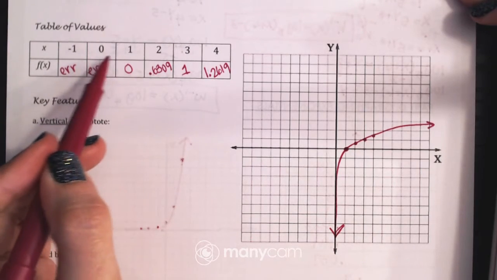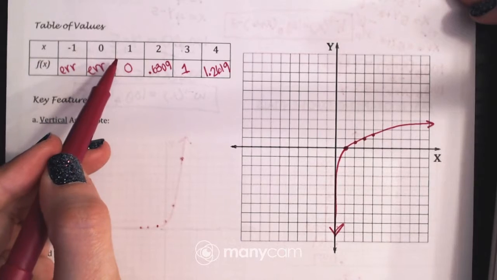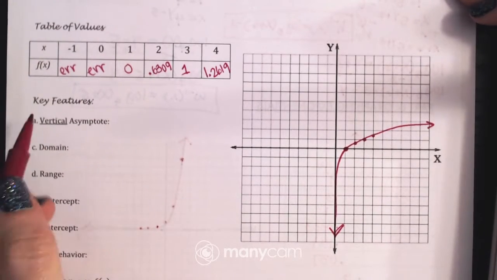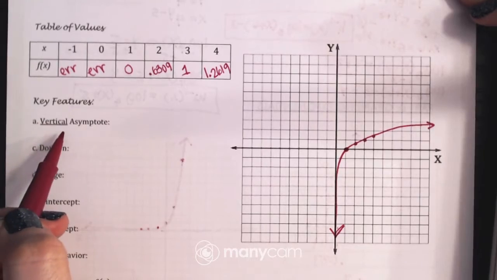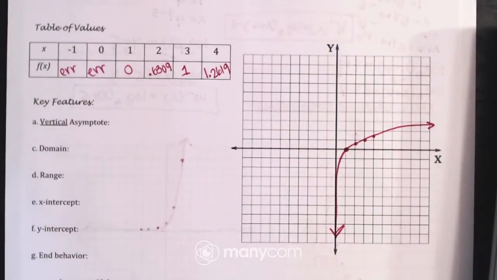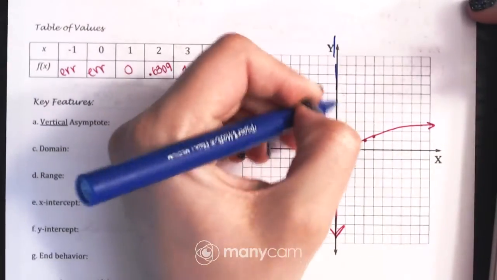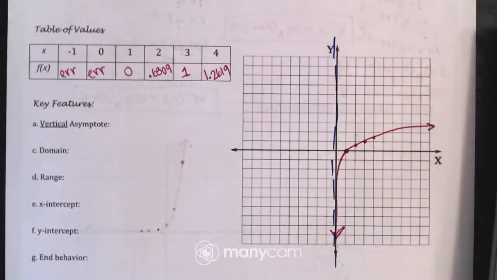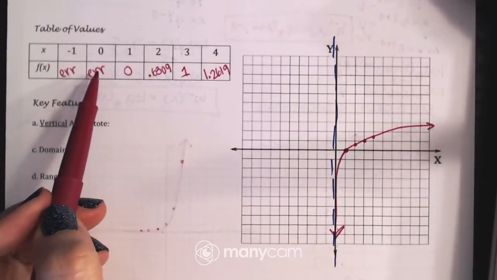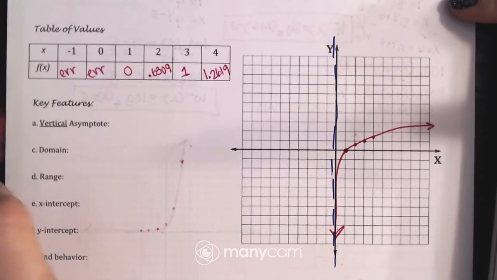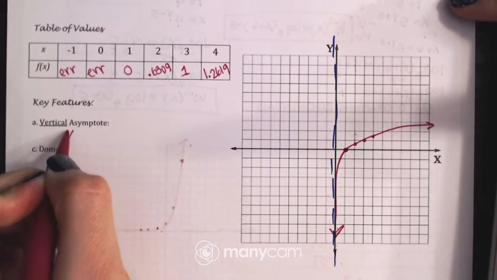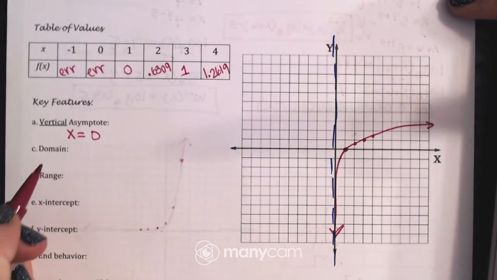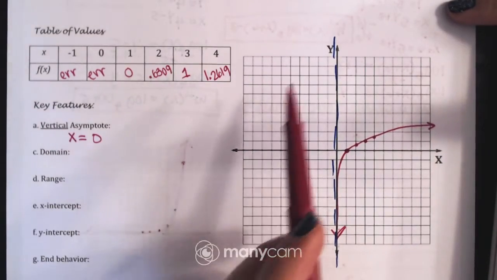So if I had decimals like 0.5, I could have an answer, but for 0, I get an error. So for a log function, I have a vertical asymptote. I can see that on my graph here. And I can tell by these errors that that happens at 0. That's where it starts. So my vertical asymptote is an x equals equation. X equals 0.